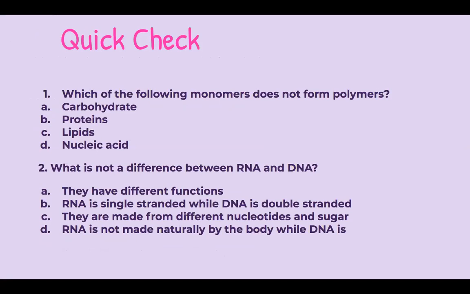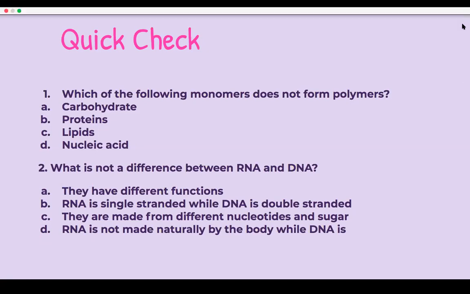A, they have different functions. B, RNA is single-stranded while DNA is double-stranded. C, they are made from different nucleotides and sugars. And D, RNA is not made naturally by the body while DNA is.